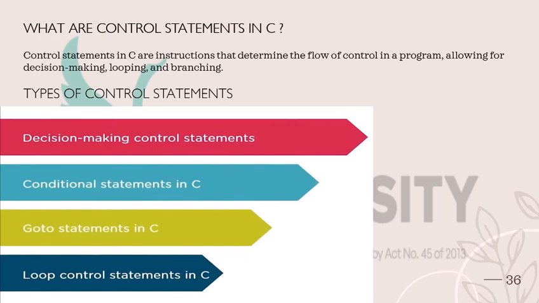Control statements in C are instructions that determine the flow of control in a program, allowing for decision making, looping and branching. Types of control statements: decision-making control statements, conditional statements in C, goto statements in C, loop control statements in C.